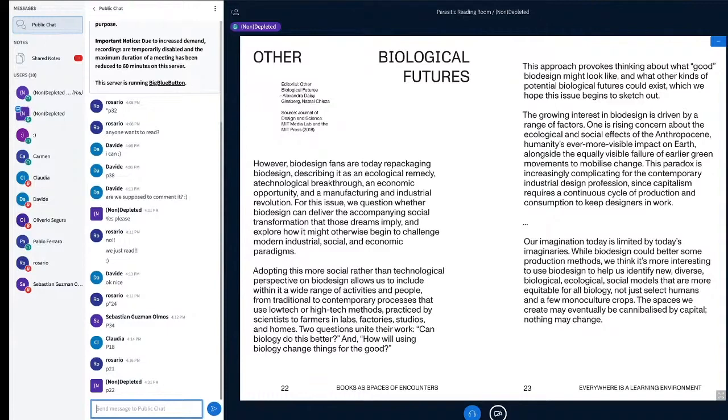While biodesign could better some production methods, we think it's more interesting to use biodesign to help us identify new, diverse biological, ecological, social models that are more equitable for all biology, not just selected humans or a few monoculture crops. These spaces we create may eventually be cannibalized by capital. Nothing may change.